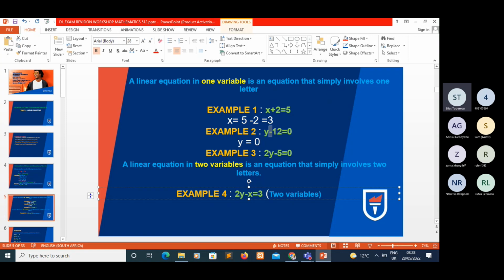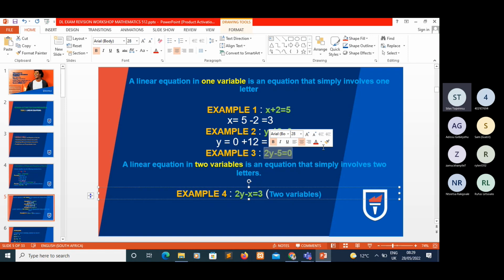So when it comes, because I have got minus 12, when it jumps to the other side, it's simply going to be plus what? Plus 12. Which means my value of y is equal to what? My value of y is equal to 12. So that's how you solve those simple linear equations that you have got only one variable. The same applies to this one.